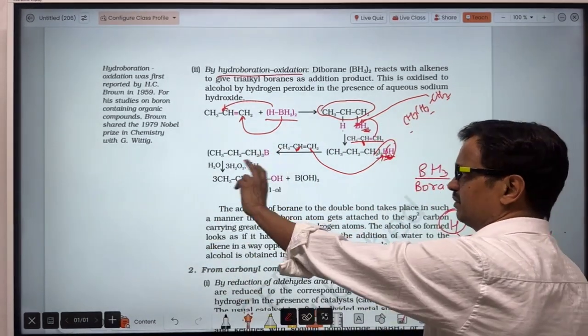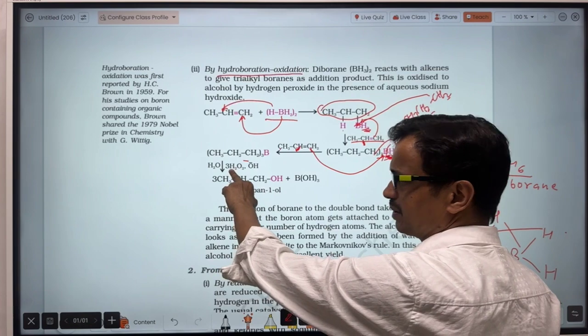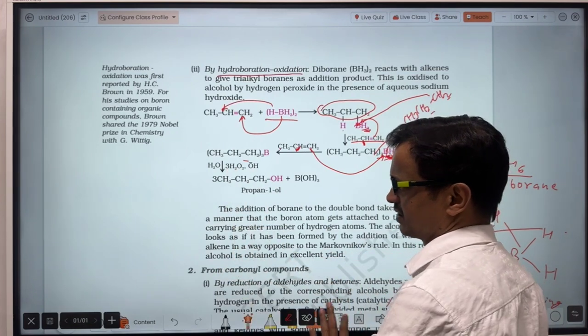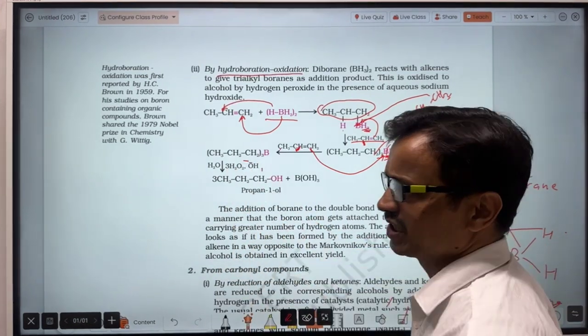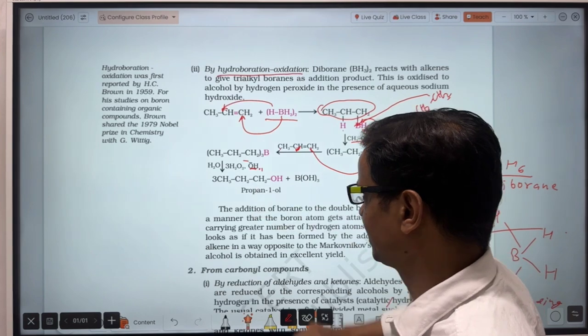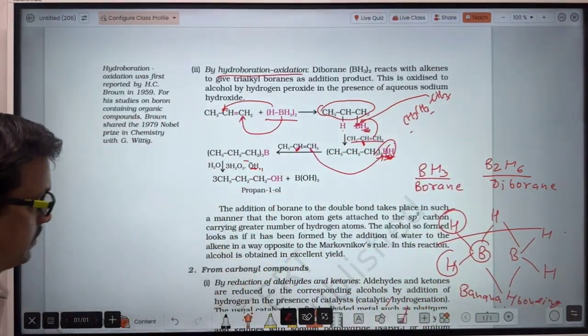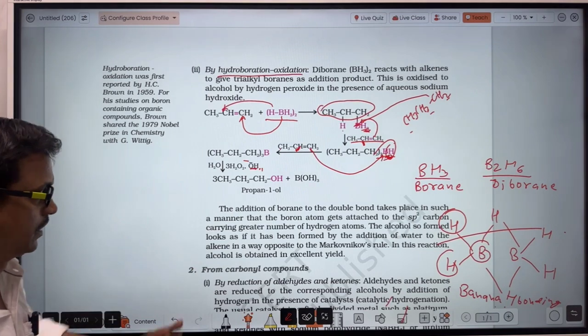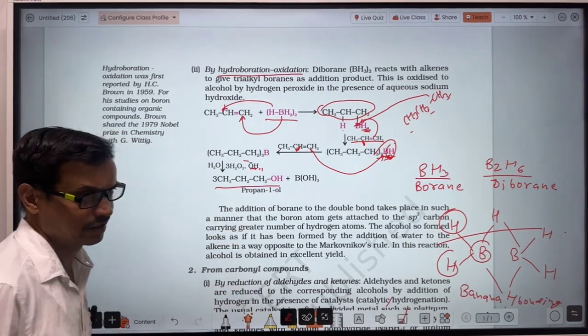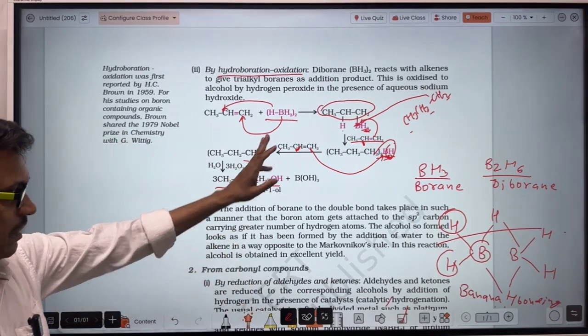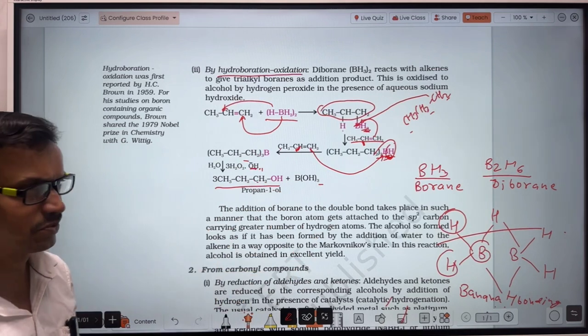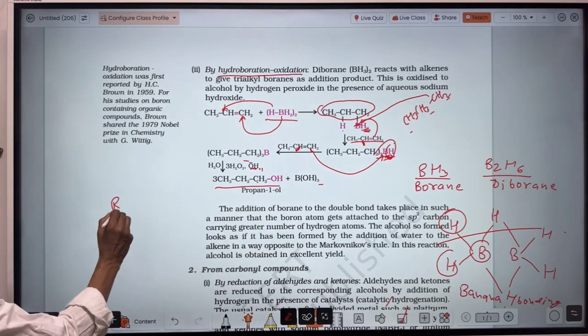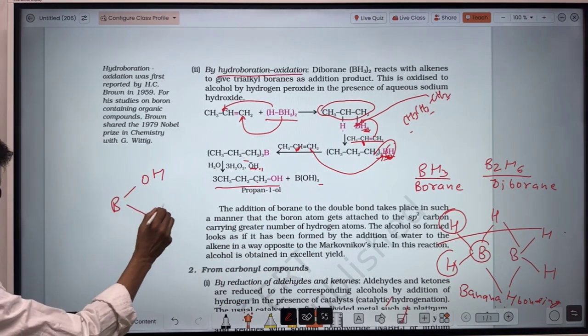Now after that, when water or peroxide or alkali is passed, there will be abundance of OH minus ion. So these OH minus ions, here there are 3 alkyl groups. So the 3 OH will combine with the 3 alkyl groups. So there will be formation of 3 alcohols and the 3 OH will combine with boron. So that becomes B(OH) whole thrice. B(OH) whole thrice, the structure will be like that.